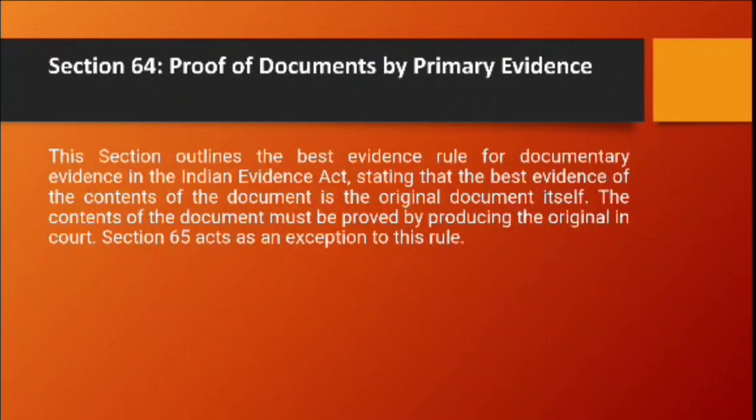Moving forward to section 64, which contains the proof of documents by primary evidence. Section 64 outlines the best evidence rule for documentary evidence in the Indian Evidence Act, stating that the best evidence of the contents of the document is the original document itself. The contents of the document must be proved by producing the original in court. Section 65, which is the next section, is an exception to section 64.